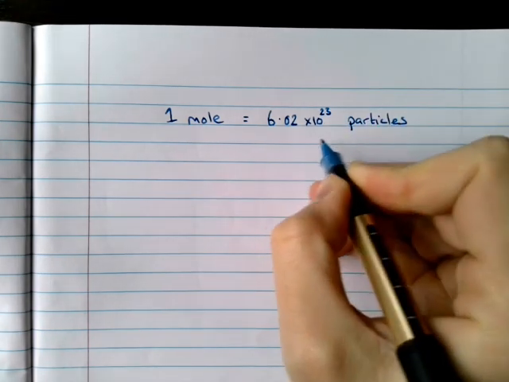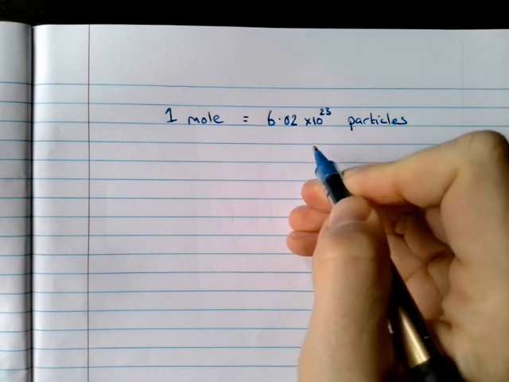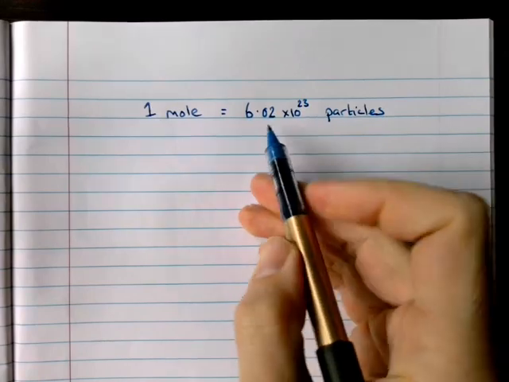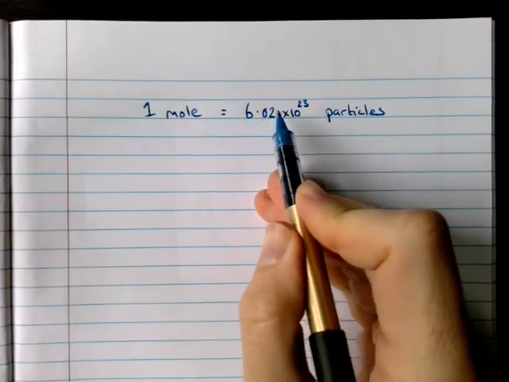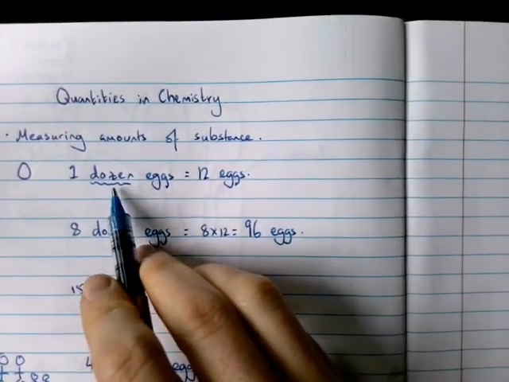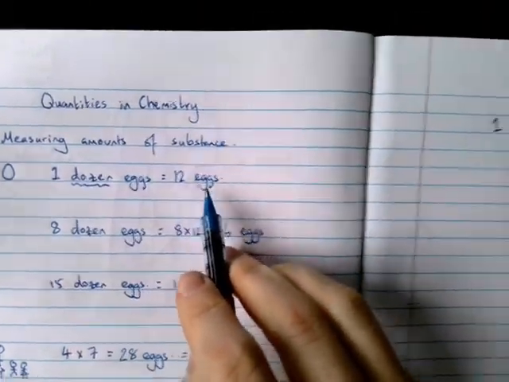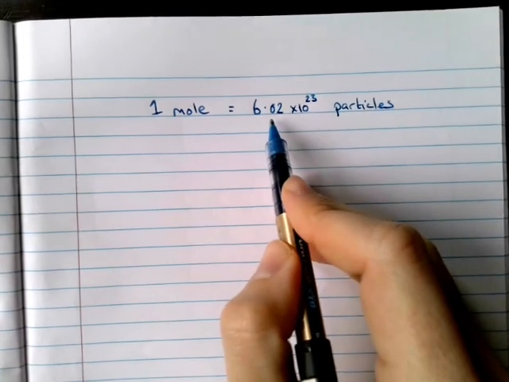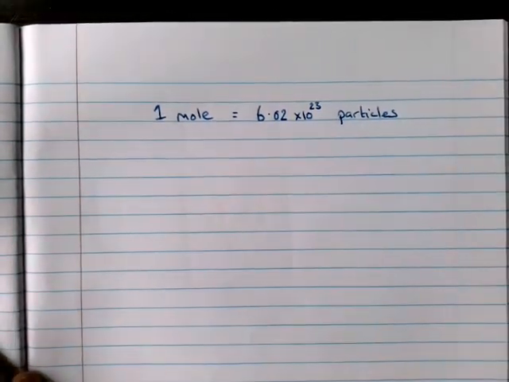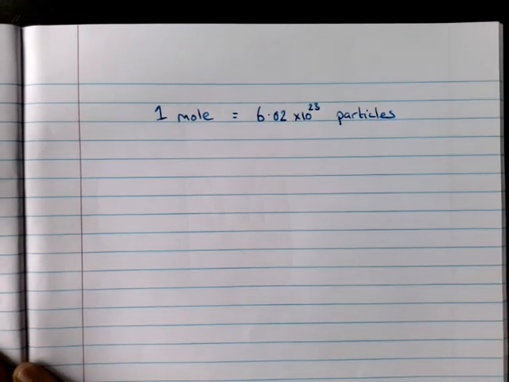Now, this number here is stupidly big. There's no way you can imagine how big this number is, so don't worry that it's just this sort of meaningless number. You just need to know that it's a really, really large number of particles. Just like a dozen eggs is 12 eggs, a mole is this number of particles, 6.02 times 10 to the 23 particles.